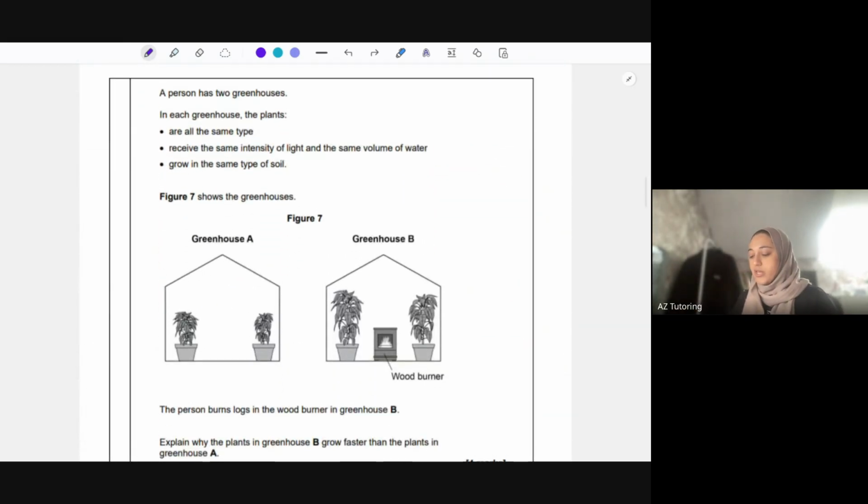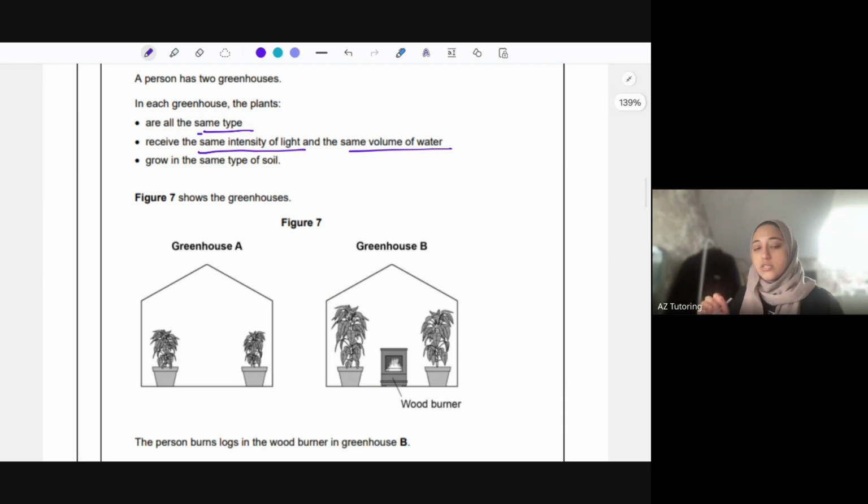Okay, so a person has 2 greenhouses. A greenhouse is essentially like a glass box, keeping all the heat inside with the sun directed onto it, containing it within that container to create a really good environment for the plants to grow in. In each greenhouse, the plants are all the same type, so essentially that's a control variable. They receive the same intensity of light, so how much light, the strength of the light they're getting. They're getting the same volume of water as well. So these are all control variables because they're testing something, and you don't want these factors to affect it. They're also grown in the same type of soil because they get minerals from that soil as well.